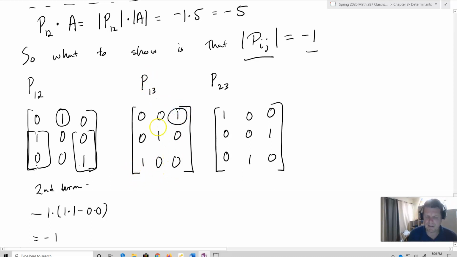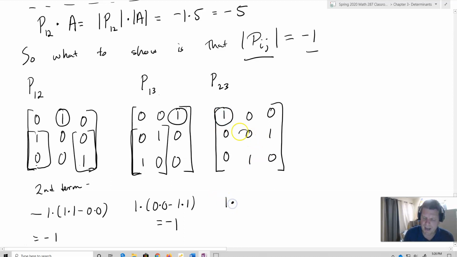This will end up being a positive 1, but the determinant here is actually negative 1. So this ends up being positive 1 times 0 times 0 minus 1 times 1, which ends up equaling negative 1. And in this case for P23, we get 1 times the determinant of this, so this is 1 times 0 times 0 minus 1 times 1 again, and that ends up equaling negative 1.